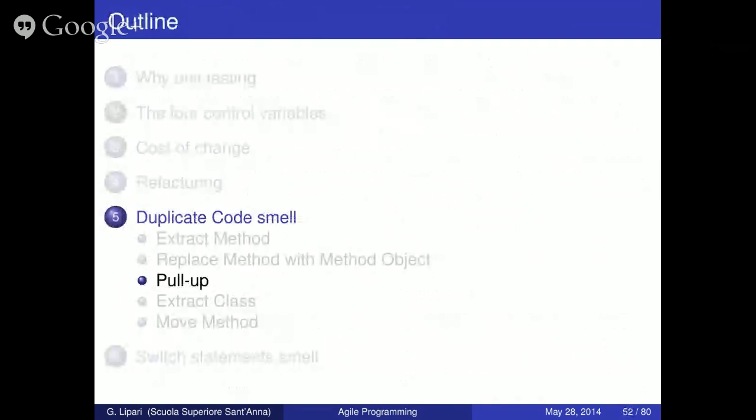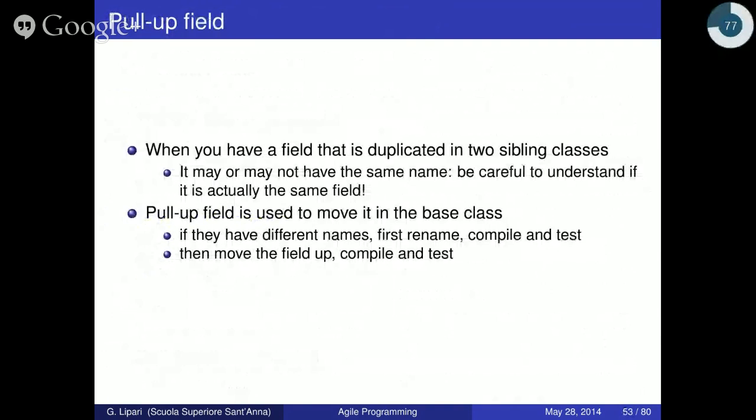Okay, another one is the pull-up. So pull-up is a little bit more complicated. Let's see how it works. Suppose you have a field that is duplicated in two classes that derive from the same base class. So two sibling classes. It may or may not have the same name. Okay, so you have to understand if it is actually the same field. With pull-up field, you are going to move this field in the base class. If they have different names, you have to rename, compile, test, and then move the field up, compile, and test.